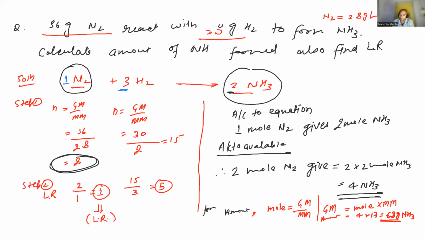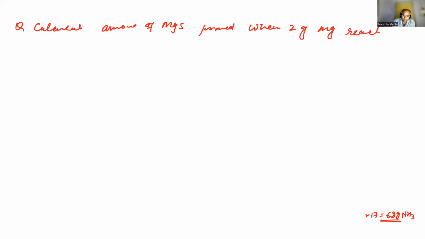Okay, let me write down another question. I'm writing, you start calculating immediately. They are saying calculate the amount of MgS formed when 2 gram Mg reacts with 2 gram sulfur. Also find the limiting reagent.